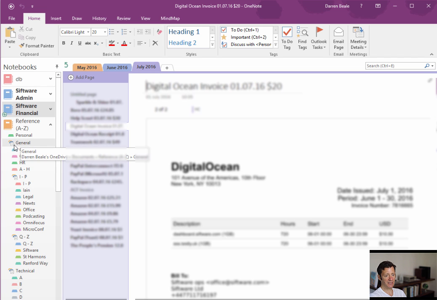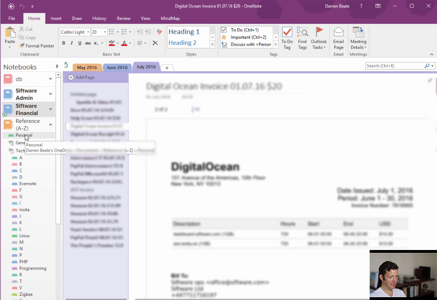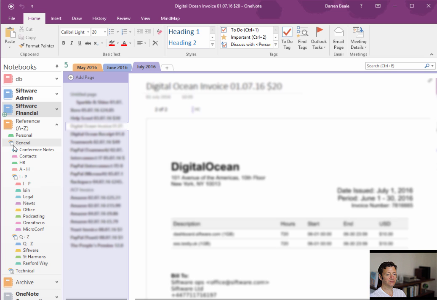Reference is pretty self-explanatory. I do have a personal reference section. This is stuff that I just don't need to find very often, because it'll just come up in the search anyway. Then I have a general staff reference, or long-term. I try to do A to Z, and sometimes it works and sometimes it doesn't. So for instance, I had a C, but then actually there's loads of conference notes, so I didn't want to delete it again. So for now that'll do. It's relatively easy to find stuff.